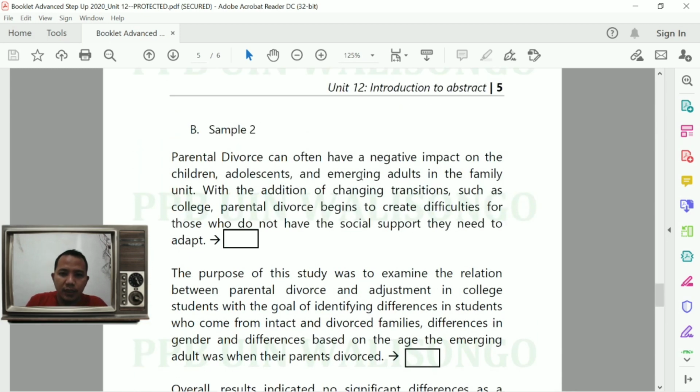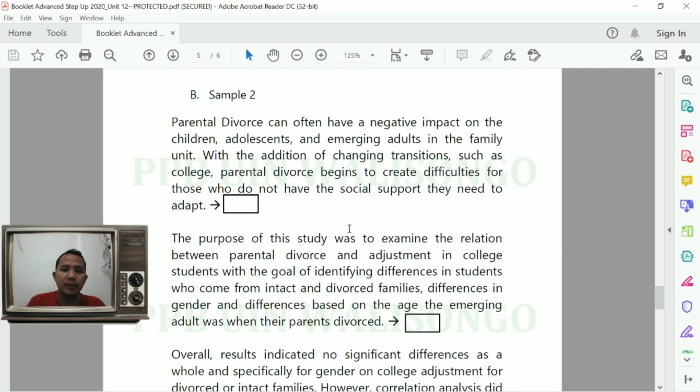Parental divorce can often have a negative impact on the children, adolescents, and emerging adults in the family unit. With the additions of changing transition, such as college, parental divorce began to create difficulties for those who do not have the social support they need to adapt.